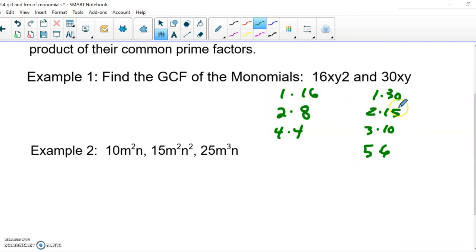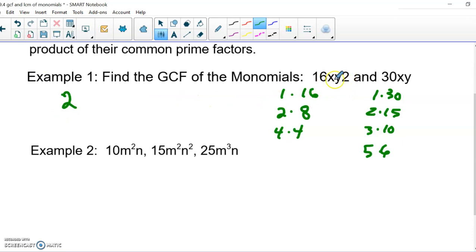So these are all the numbers that go into 16 evenly and into 30 evenly. We're looking for the greatest, the biggest one that they have in common. Let's see, what's that going to be? It looks like 2 is the biggest number. So our GCF of 16 and 30 is going to be 2. That's the largest number that they have in common.